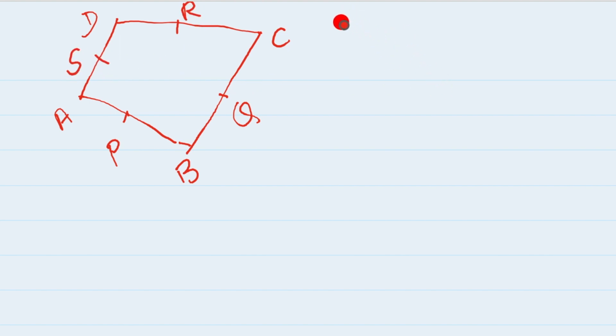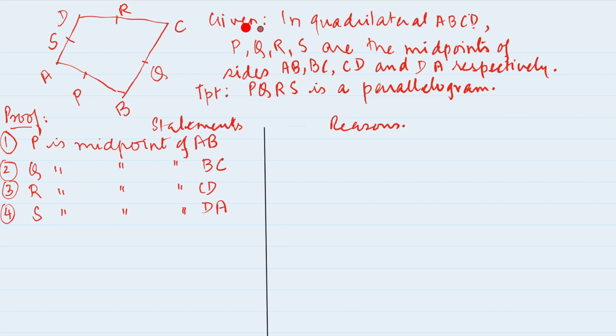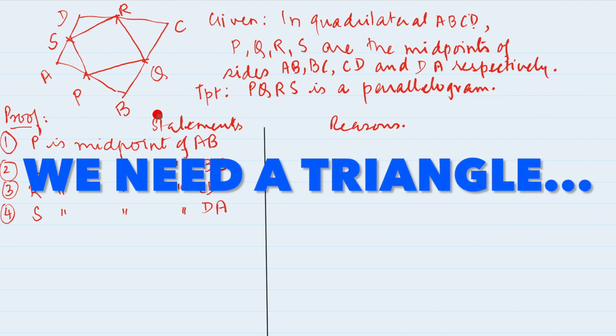Now let us write what is given. So I have written what is given in quadrilateral ABCD, P, Q, R, S are the midpoints of sides AB, BC, CD and DA respectively. And if we join these, PQRS is a parallelogram. In order to use the midpoint theorem, we need a triangle.